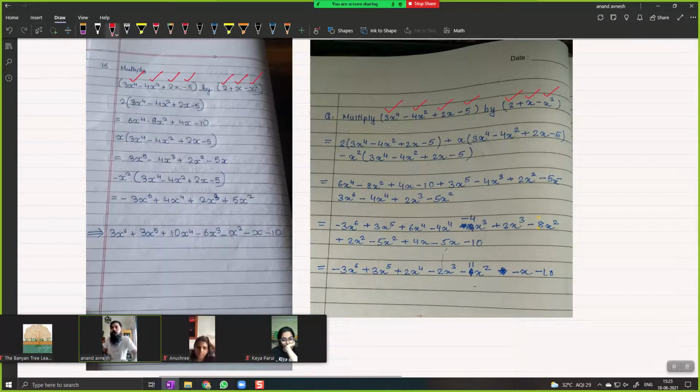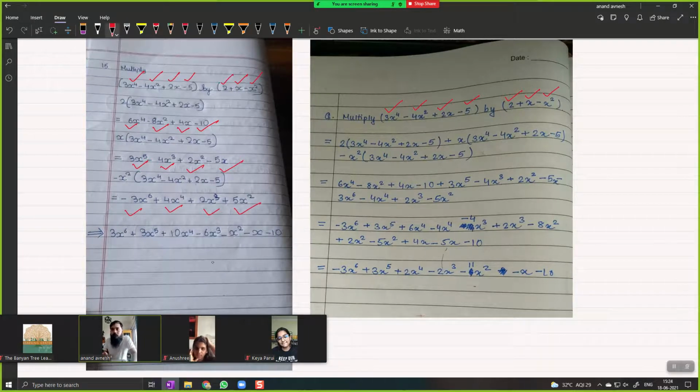Now let's check what Anushri has done here. So she has taken 2 here and multiplied with the whole second bracket, which has given us 6x raised to 4 minus 8x square plus 4x minus 10, correct. Then she has taken x and multiplied with the whole bracket over here. So x into 3x raised to 4 is 3x raised to 5 minus 4x cube plus 2x square minus 5x, and then minus x square is multiplied by the whole bracket. So minus x square into 3x raised to 4 is minus 3x raised to 6 plus 4x raised to 4 minus 2x cube, and here we are getting minus x square into minus 5, plus 5x square.